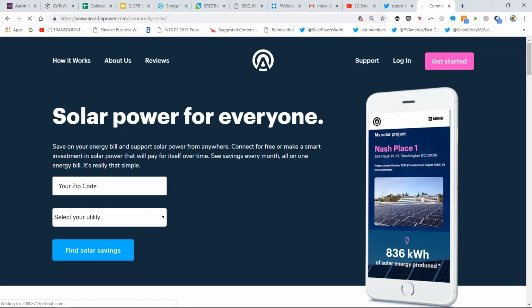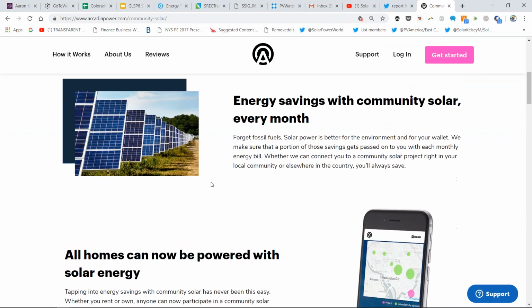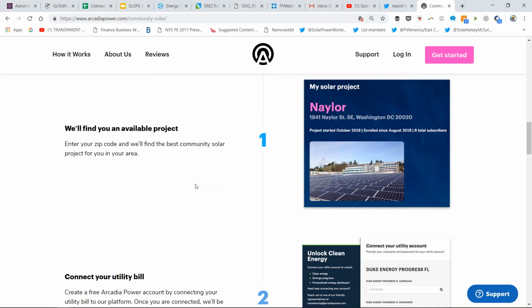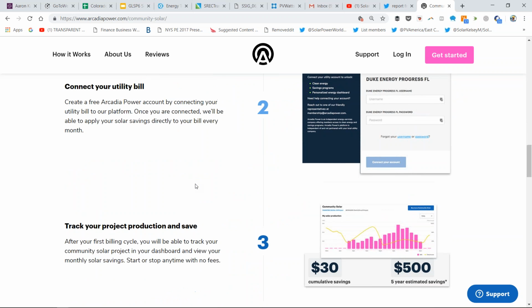Now, here's a company called Arcadia Power, and they're marketing a community solar program. And I'm not sure if they give you, oh, here's your project. One thing that's interesting that they do is they get you to share your digital login to your electric bill so that they can combine the savings from the community solar with your electric bill. So they'll pay your electric bill and credit you the savings.